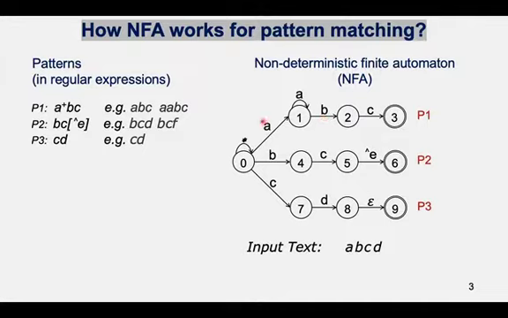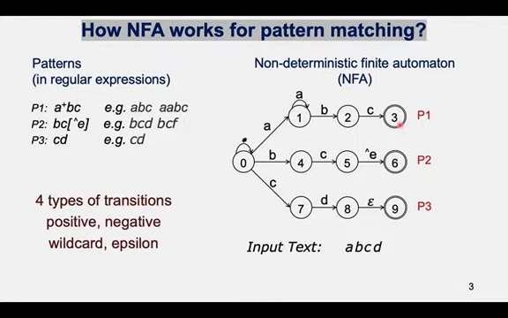The symbols on the transitions are transition symbols. Pattern matching is done by traversing the states guided by the transition symbols and the input text. We have states in double circles indicating a pattern has been matched. So if state 3 is activated, then P1 is found. We have considered 4 transition types. We are going to illustrate them in the example.